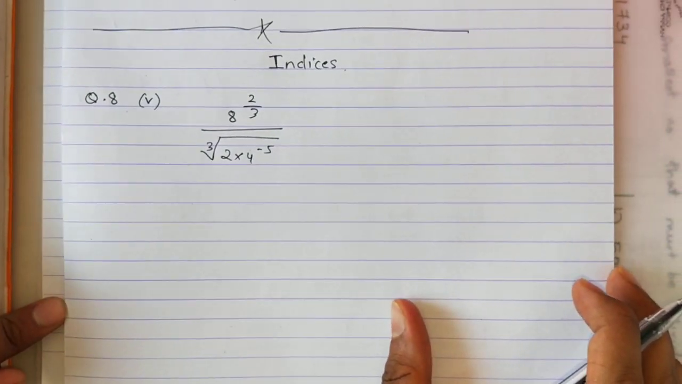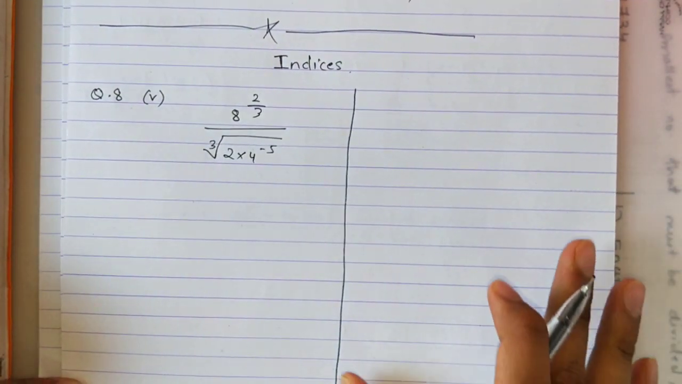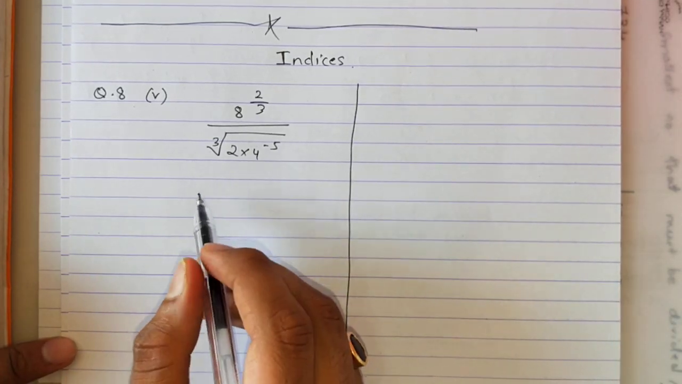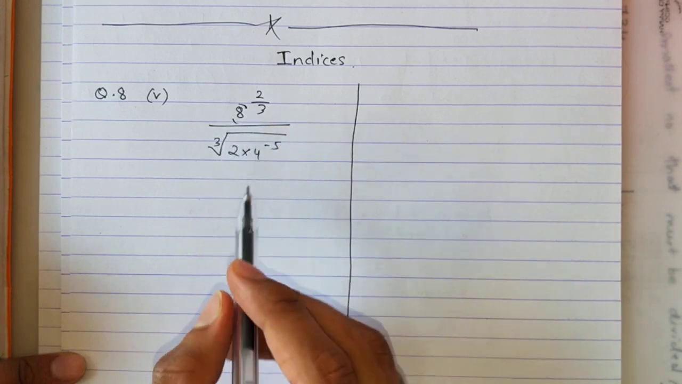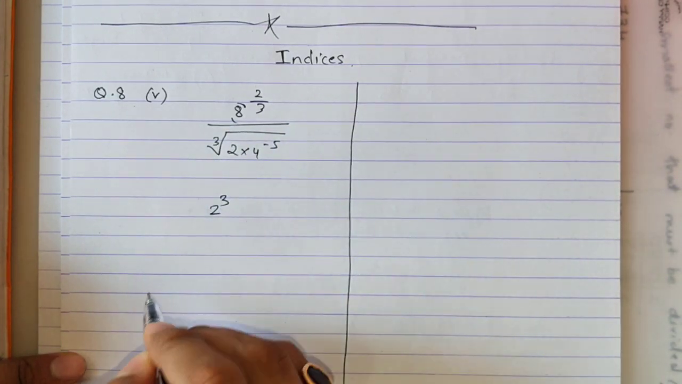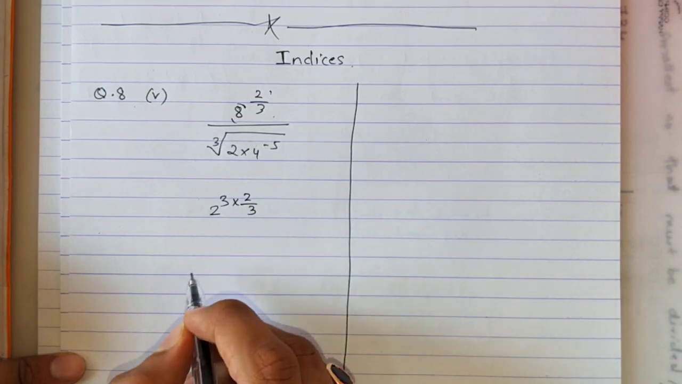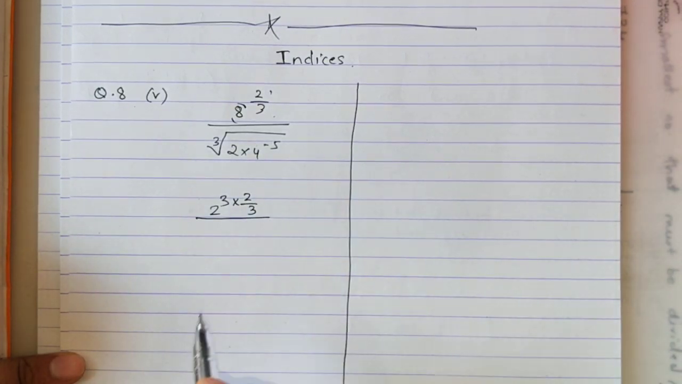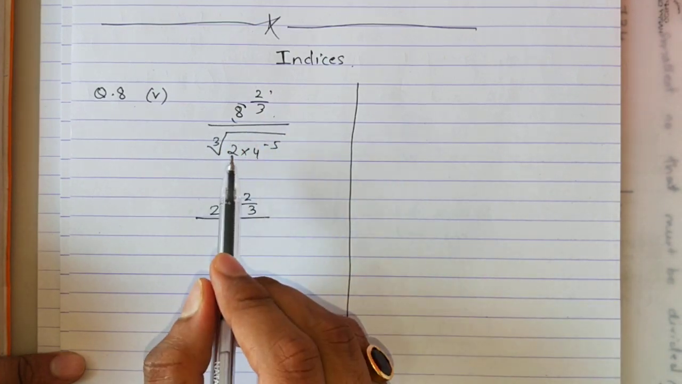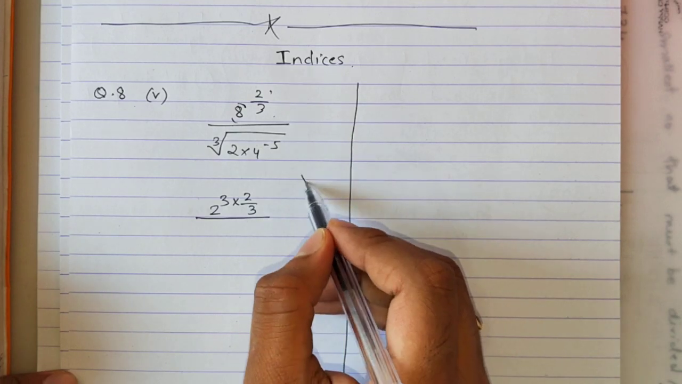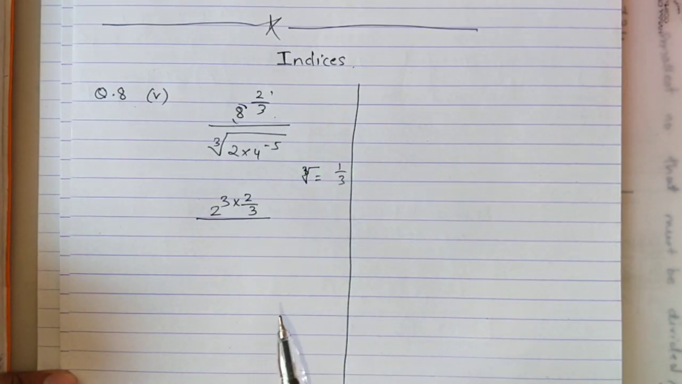Now see carefully. First of all, this 8 can be written as 2 cube, and in the power we have 2 upon 3. It's 2 upon 3. Cube root, this is cube root, and cube root means 1 upon 3. I have explained to you what this cube root means. It means 1 upon 3 in the power.